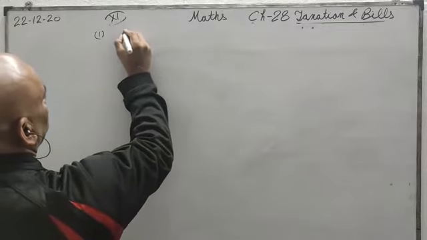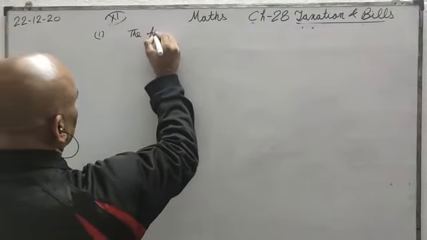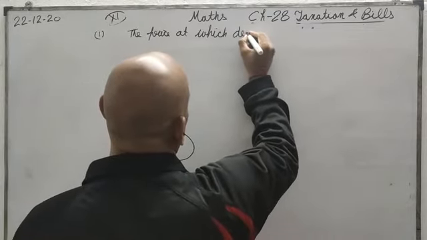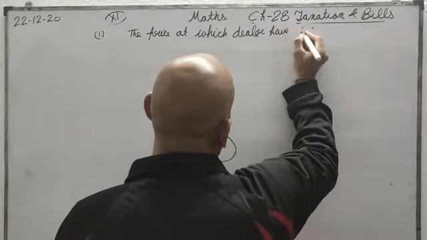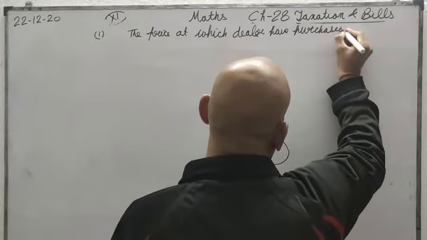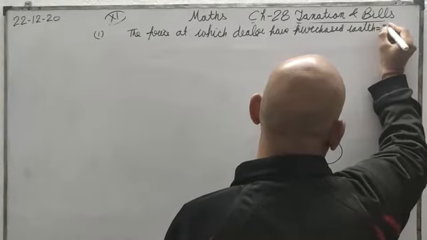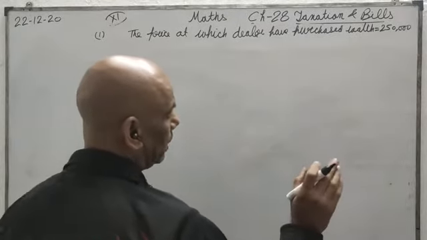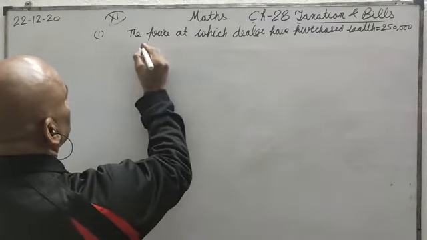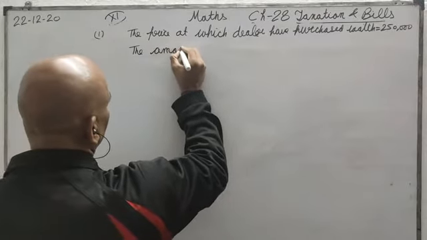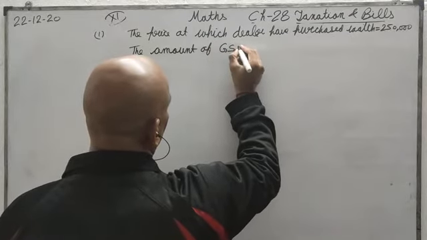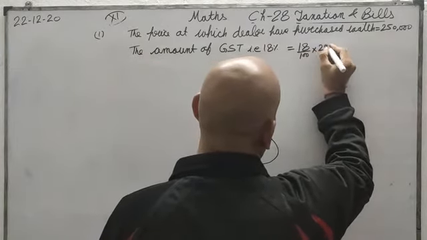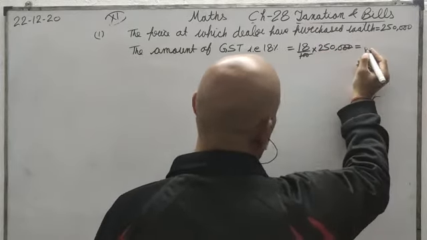So the price at which this dealer has purchased the watch is equal to 2,50,000, and on this 2,50,000 he will have to pay GST. सेल्स इंट्रास्टेट है तो जीएसटी 9% सीजीएसटी और 9% एसजीएसटी. तो अगर हम सीधा ही निकाल दें, the amount of GST that is 18% is equal to 18% of 2,50,000. So double zero and double zero are cancelled.